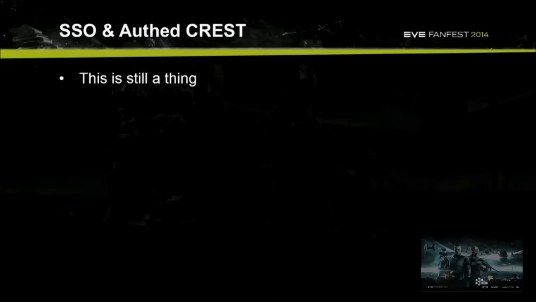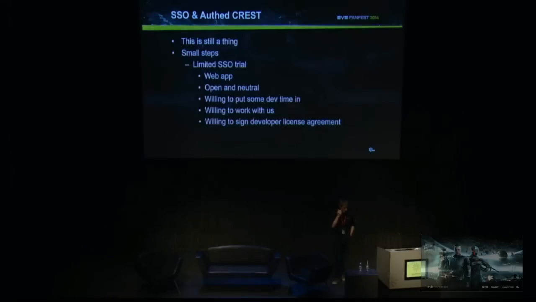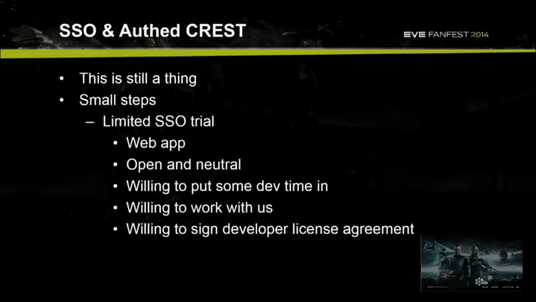So what we want to do is take the smallest possible step and get it out the door. When we talked internally about what the smallest possible step was, we came up with an idea, and then we said, no, we can go smaller. We can go smaller. And so what we'd like to do is a limited trial of the SSO. We want to get the SSO out because it's needed for authenticated Crest.